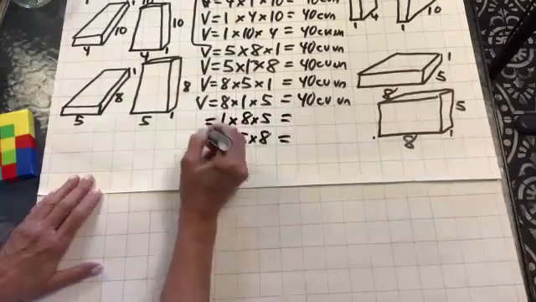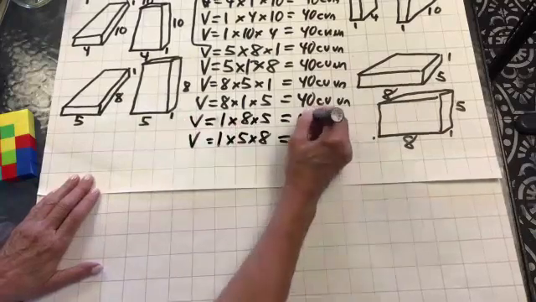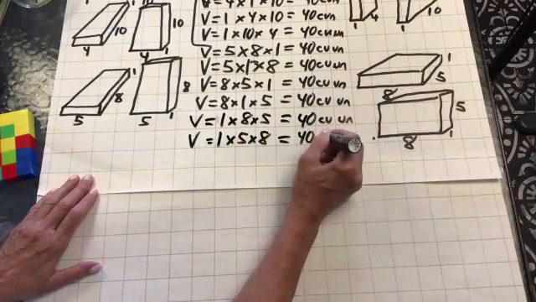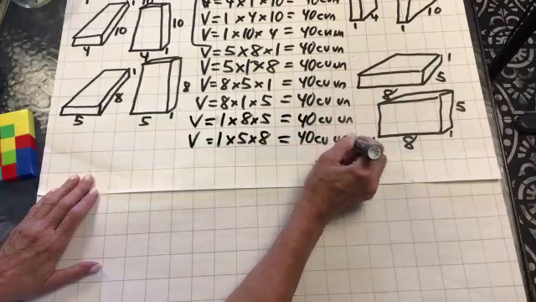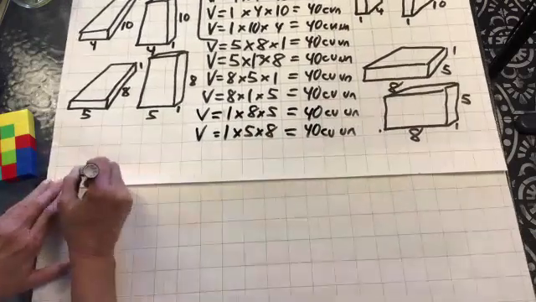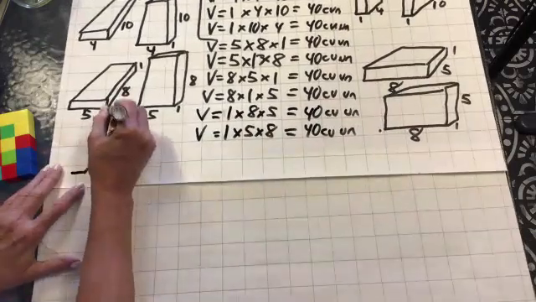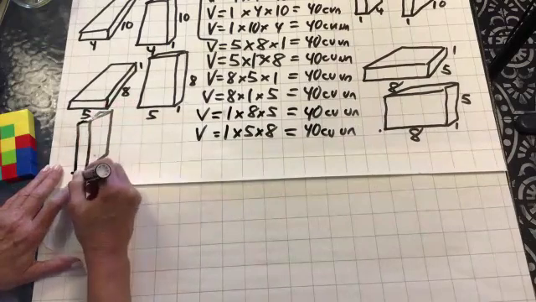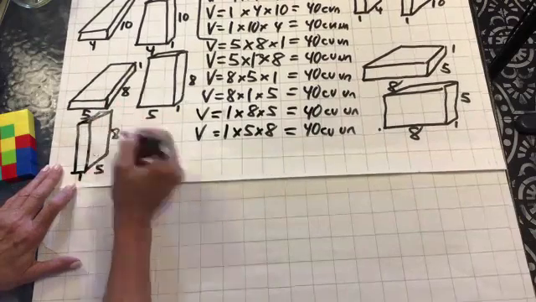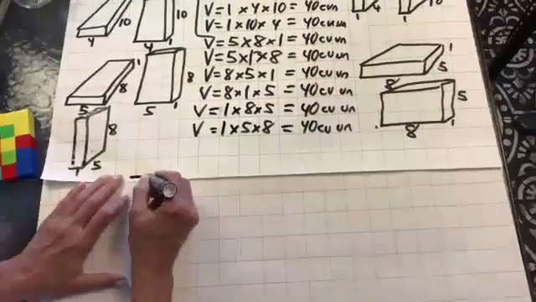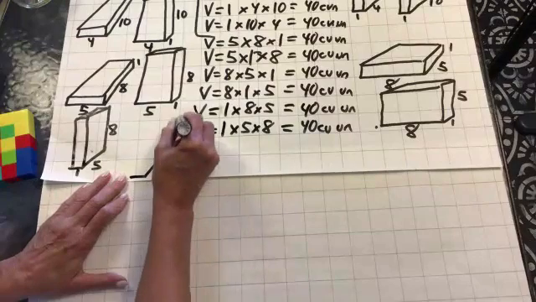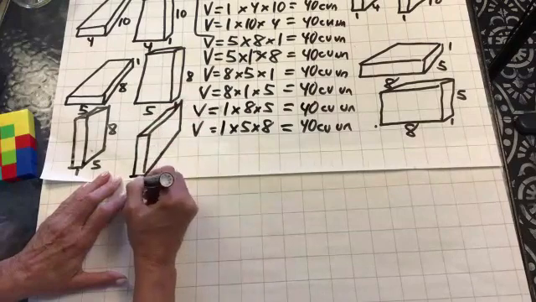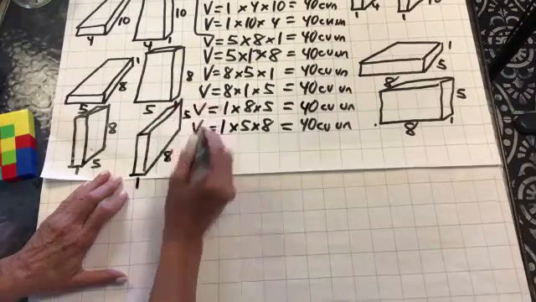So hopefully you're finding all these. It's a challenge to find all the different ways that you can manipulate the cubes. All right, so we have 1 wide by 5 deep by 8 tall. That's our representative of a rectangular prism. And then we have 1 by 8 by 5.